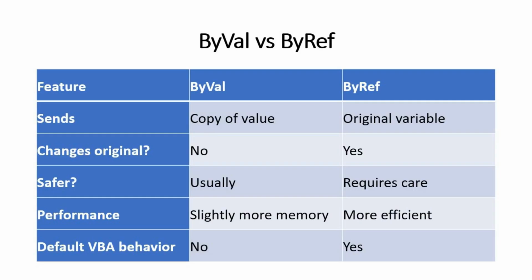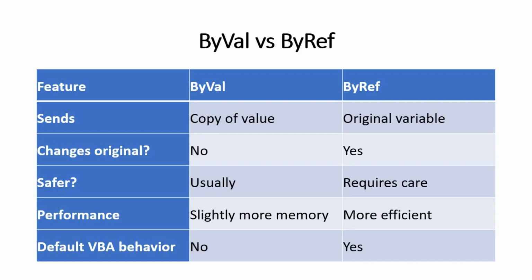ByVal sends a copy of the original value, while ByRef uses the original variable. ByVal does not make any change to the original value, but ByRef makes changes to the original value. In terms of safety, ByVal is usually safe to use. However, ByRef requires care. And in terms of performance, ByVal uses slightly more memory, while ByRef is more efficient.